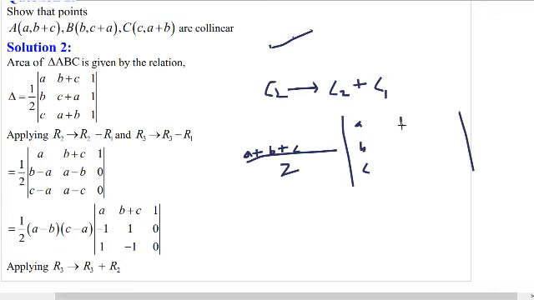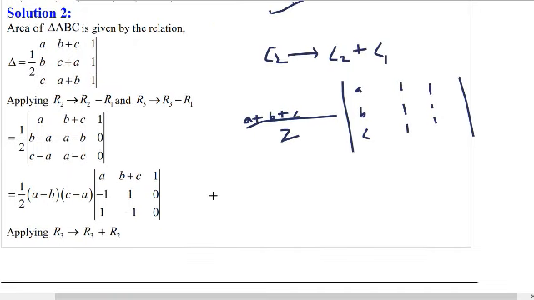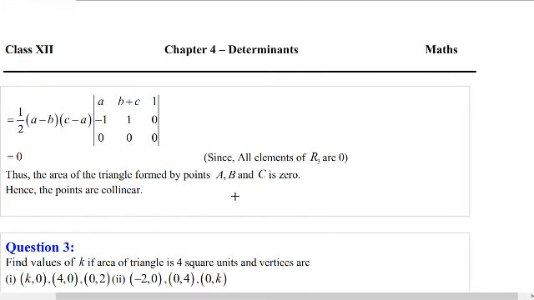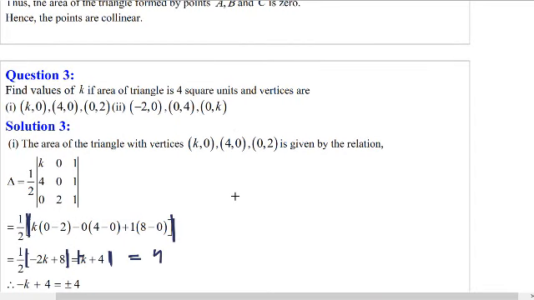From here we have taken common, so it will be 1, 1, 1, and this is also 1, 1, 1. So if two columns are identical, the determinant will be 0. So this whole thing is 0. 0 into anything is 0. So straightforward, your answer will be 0, and hence these 3 points are collinear, right? So one method is here also, you can see it, but try to see if an easy method is already there. Okay, let us proceed with question 3.